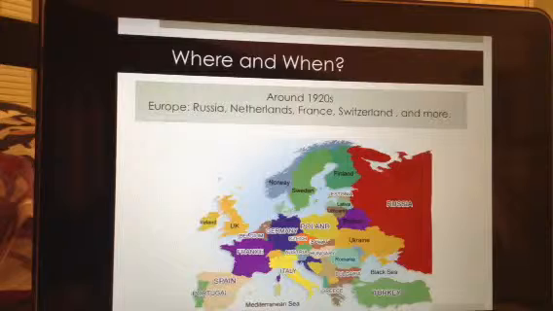This art was developed throughout Europe. Countries that were well known by artists are Russia, Netherlands, France, Switzerland, and more. There were many influences that created this art in this location. This art was created around the 1920s.